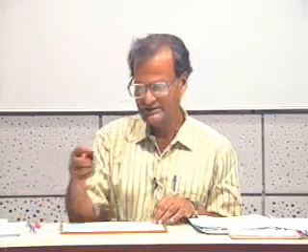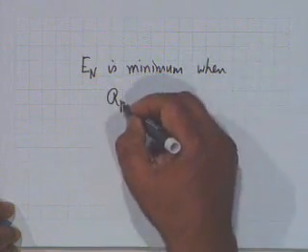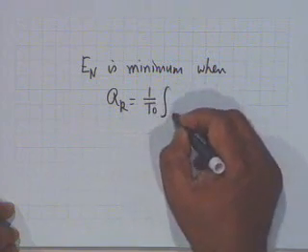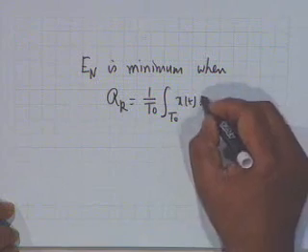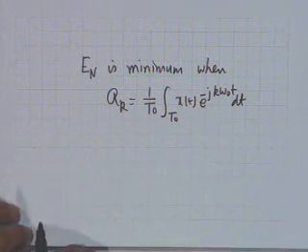The mathematical development is not very complicated, but lest it diverts us from our main track, I will skip this and I'll simply say that this minimization problem has been solved, and it is found that E_N is minimum when a_k is given by the same formula as that of the Fourier series coefficients, namely it is 1 by T0 integral over T0 x of t e to the minus j k omega 0 t dt, the same formula, which is an extremely interesting result. It shows that a truncated Fourier series is the best approximation to the given periodic function in the least squared error sense. All right, let me write it down.